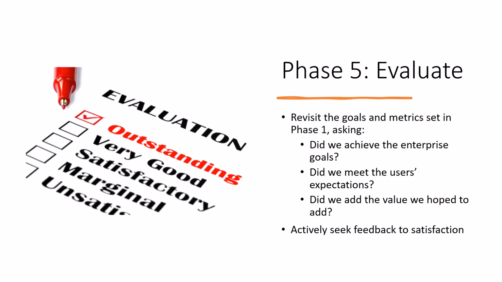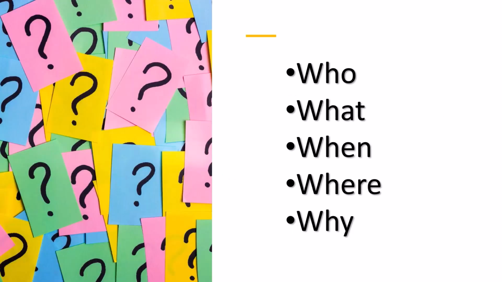That done, you need to evaluate the plan. You need to revisit the goals and metrics set in phase 1 and ask yourself, did we achieve the enterprise goals? Did we meet the user's expectations? And did we add value that we'd hoped we'd add? Then actively seek feedback of satisfaction from both the enterprise and the users. The questions are who, what, when, where, and why. If you can satisfy all of these, you have a good plan.